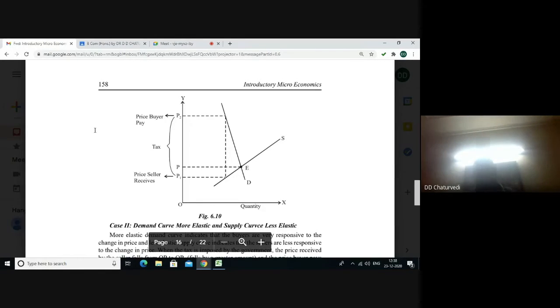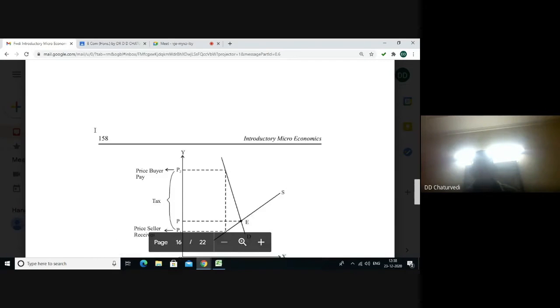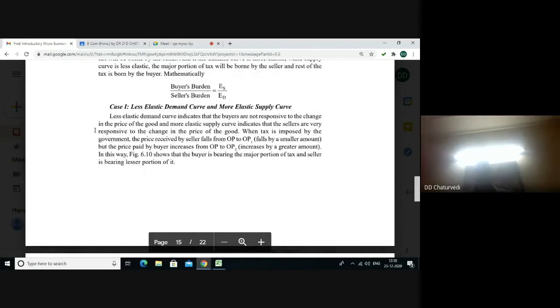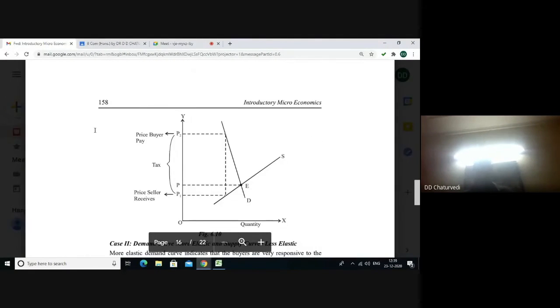And seller is bearing burden equal to PP1, that is the lesser amount being received by the seller. So in this figure, it is clear that buyer's burden is more than the seller's burden. And if you look at that relationship, we will find that buyer's burden is directly proportional to elasticity of supply. And in this case, we find that elasticity of supply is more. So buyer's burden is more.